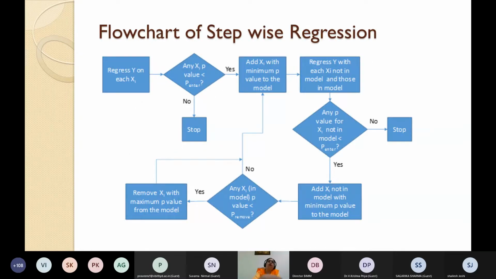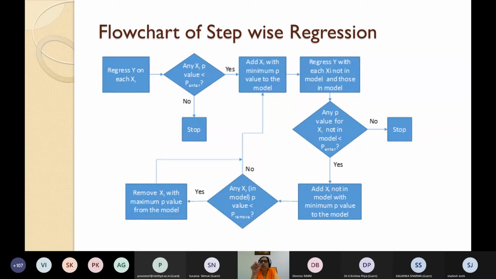So if I draw the flowchart of the stepwise regression, it comes something like that. First, you regress y on each xi. Check whether any xi, the incoming variable, has a higher value than the outgoing variable. If it's not there, then you stop. If it is there, you add xi with the minimum p value to the model.